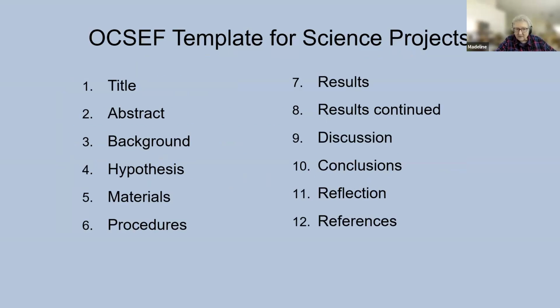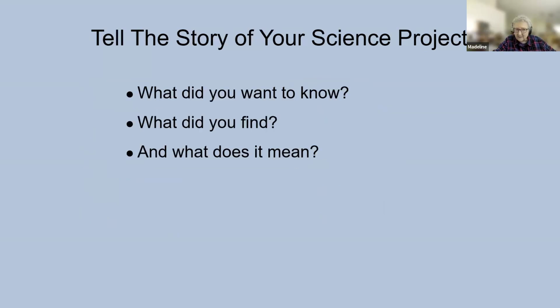Let's start by looking at the slide template for science projects. The first slide in that slide deck has general instructions for formatting your slides. Each slide in the template has specific instructions for what needs to be included on that slide. The 12 slides are ordered from 1 to 12 to help you tell the story of your science project. Next slide. What did you want to know? What did you find? And what does it mean?